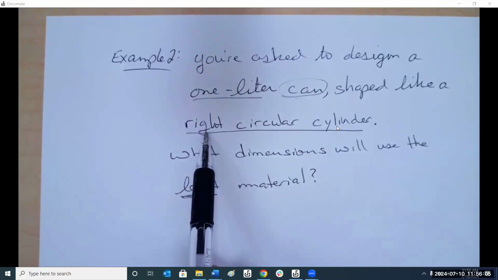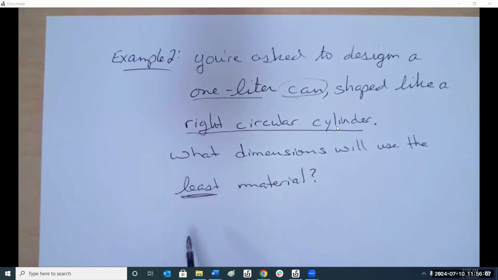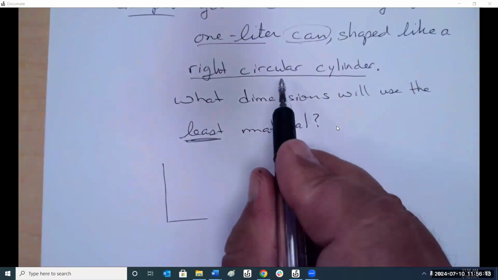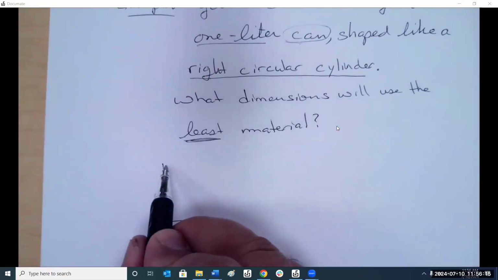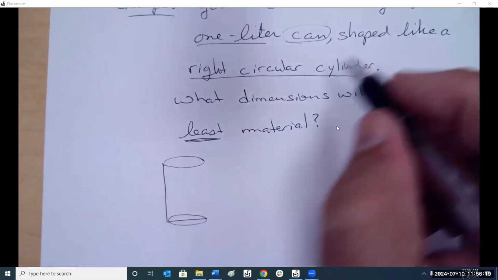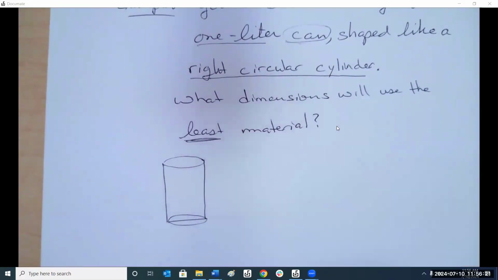What does right mean? Right angle. Has to be 90 degrees. It's got to be circular. And it's got to be a cylinder, like a piston rod. Piston.